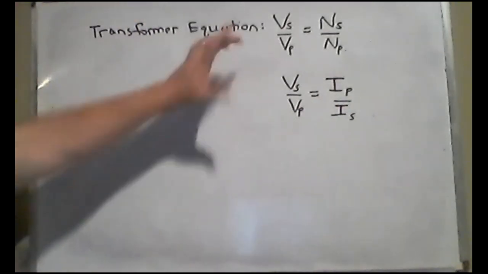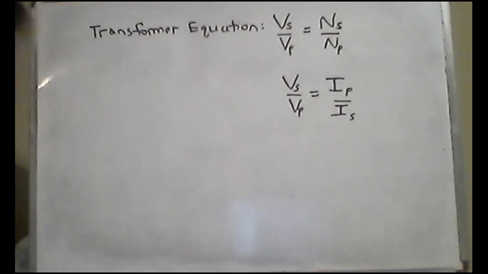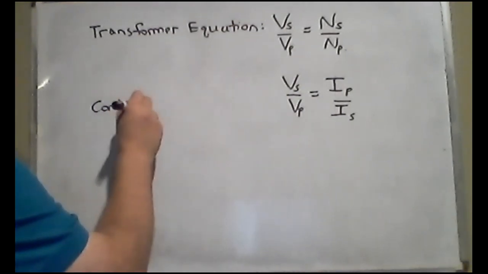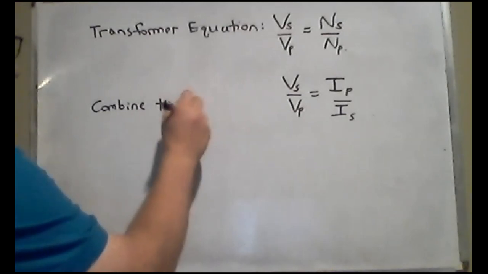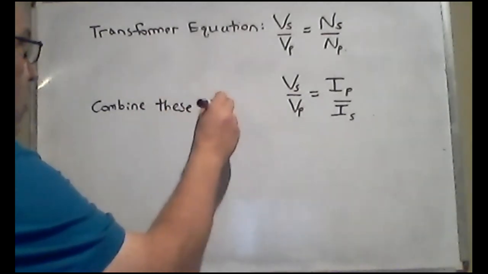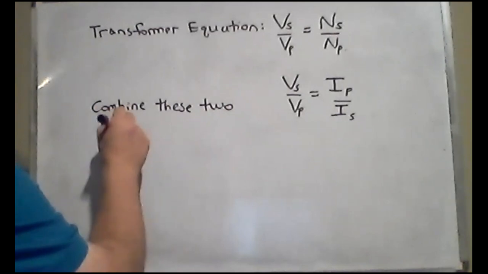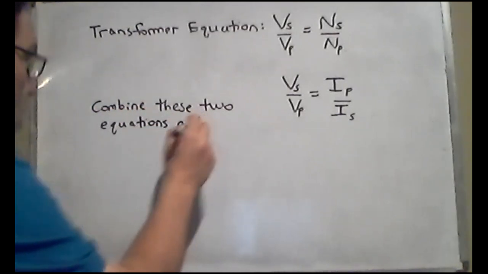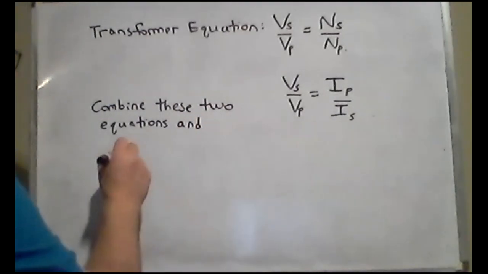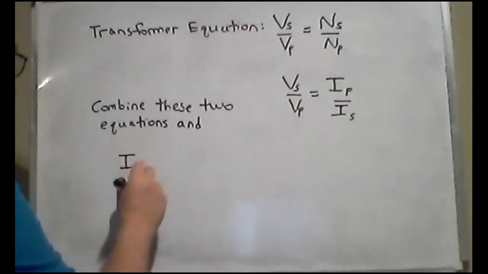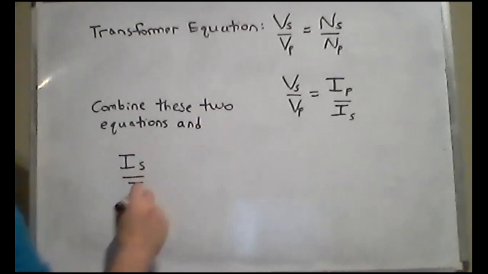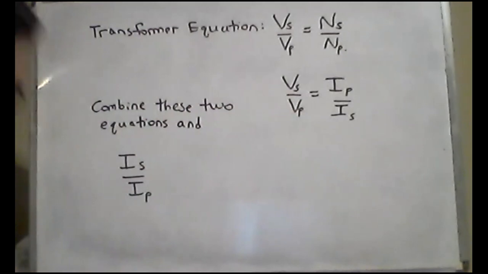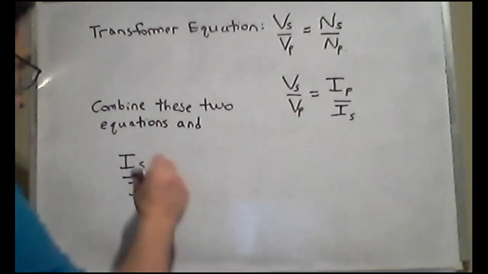And finally, I can combine these two. So we can combine these two equations and get one more equation. I sub S over I sub P. Again, that's I sub S over I sub P, and that's going to be N sub P over N sub S.